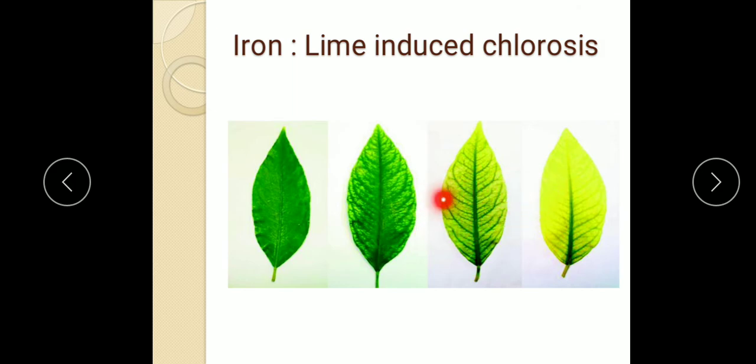So understood children? The deficiency diseases and their symptoms: the disease caused by the deficiency of nitrogen is red leaf of cotton. Deficiency disease caused by phosphorus is dwarf cotton. Deficiency disease caused by zinc is chlorosis. Deficiency of potassium causes curling of leaf tips, and deficiency of iron causes lime induced chlorosis. So in this way the second part of this chapter is completed.